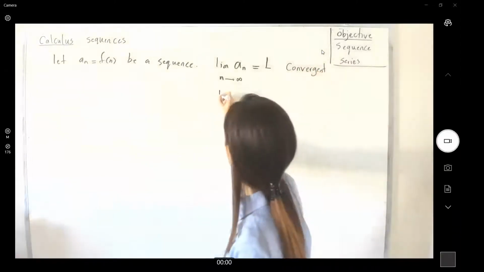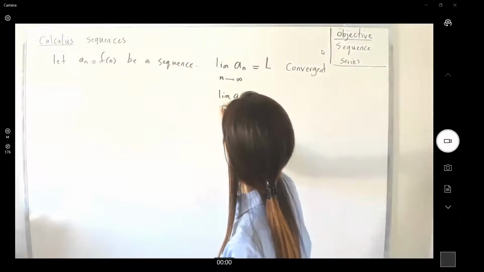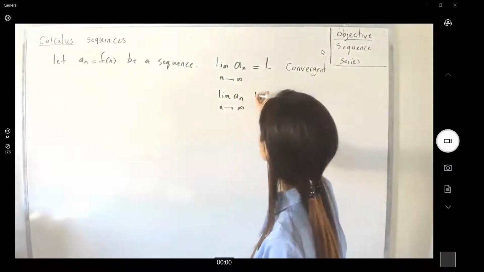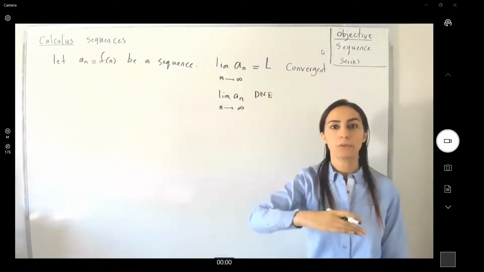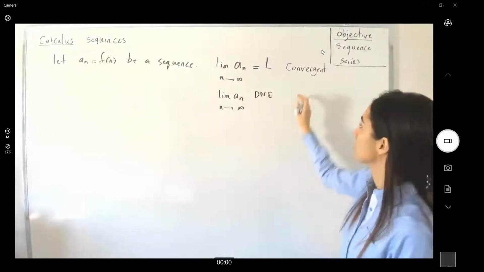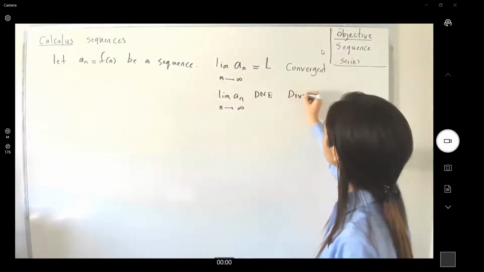And if the limit of a_n while n goes to infinity does not exist, it means that either it's oscillating between two numbers or it's infinity, we say that it's a divergent sequence.